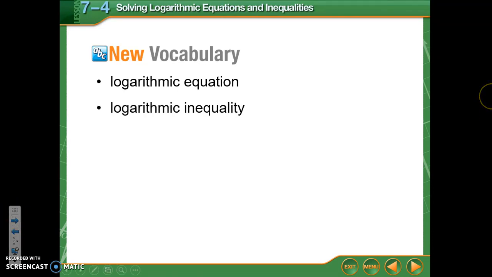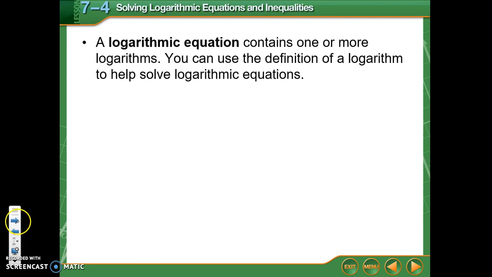There's going to be lots of different details you need to pay attention to in this section that will help you distinguish, because we're going to learn several different ways to solve logarithmic equations and inequalities. So make sure you're paying attention to the details and the differences between each kind of equation.